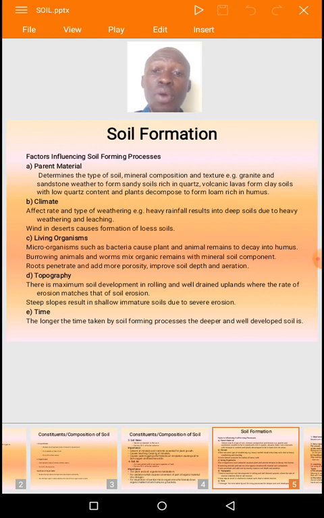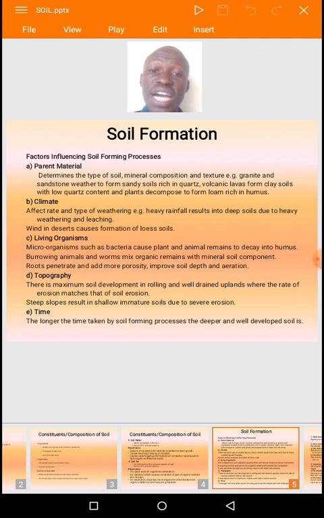Then topography. They are saying that there is maximum soil development in rolling and well-drained uplands. This is about the landscape. The rate of erosion matches with that of soil erosion. When we say rolling, at times we use it for gentle.